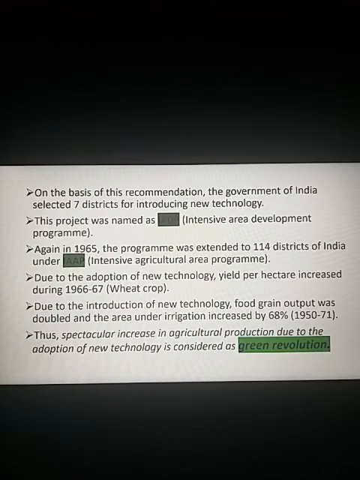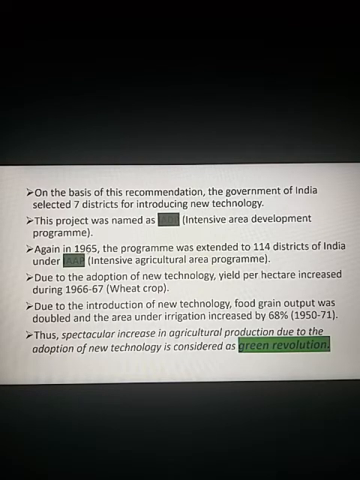However, on the basis of the recommendations submitted by the Ford Foundation, the government of India selected seven districts. Remember, focus on this number. Seven districts were selected in order to introduce this new technology. In fact, the government of India took this recommendation very seriously, and it decided to introduce these recommendations as a pilot program in seven districts. This project was named IADP. Observe this, IADP, that is Intensive Area Development Program. I repeat, Intensive Area Development Program.